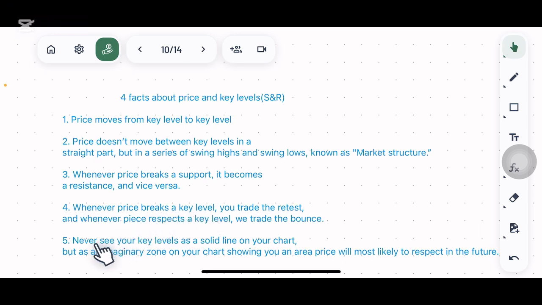That's how it works. Lastly, never see your key levels as a solid line on your chart, but as an imaginary zone on your chart showing you an area price will most likely respect in the future. This is the simple truth. These are facts you must know about key levels. Just like we have the equator. Most people, when you talk about the equator, feel there is a line dividing the earth between the North Pole and the South Pole, but there is actually no line anywhere.